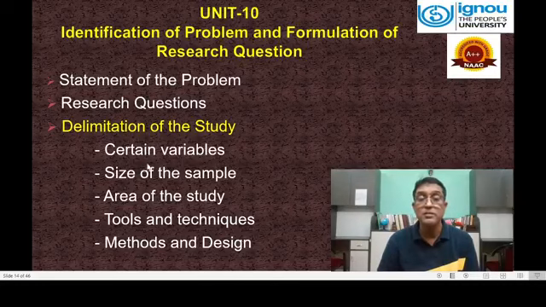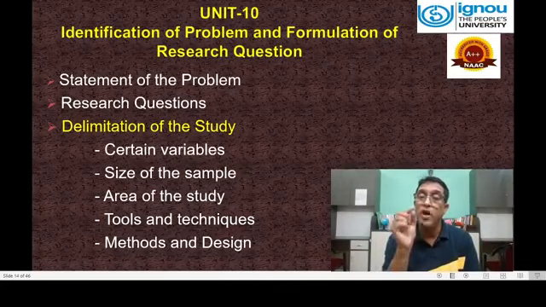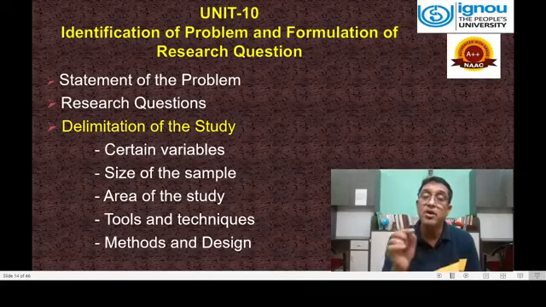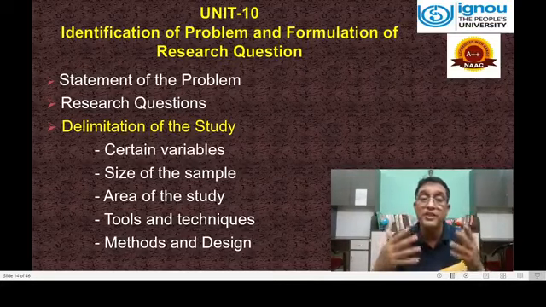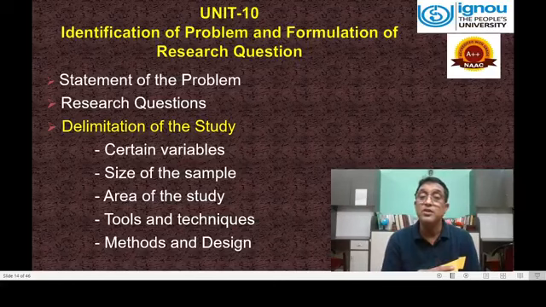First is what is called certain variables. So you can delimit your study in certain variables. So friends, you can conduct your study taking 2 variables. You can conduct your study taking 3 variables. Let me give one example. Let's say study habits and achievement. Here you can compare study habits and achievement with home environment. So home environment is one variable. Study habits or the learning style of the learners is the second variable, and achievement of the learners is the third variable. You can conduct a study taking these 3 variables.